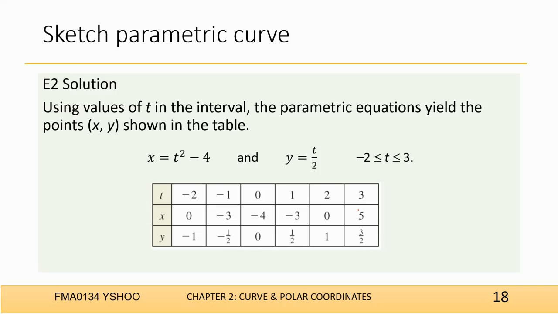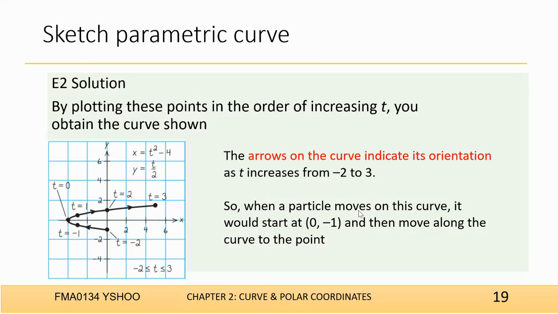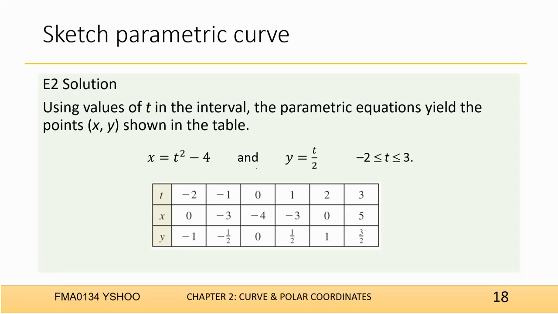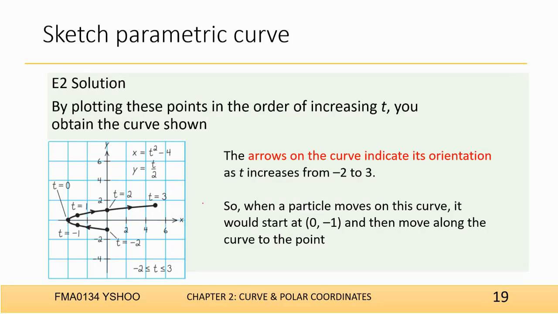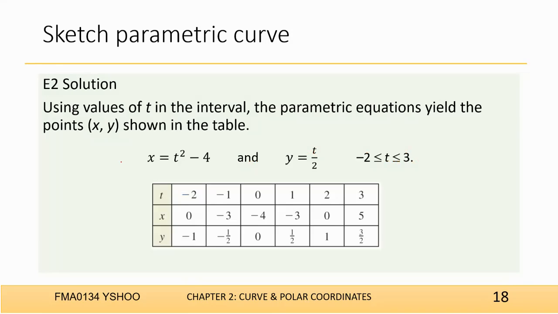Okay, and after that, with this table of values, you plot each of it. So please plot accordingly, don't jump around. Because you want to know the orientation, how they move, you need to plot increasingly. So first you need to plot 0, 1, then -3, -4, 0, -3, and so on.